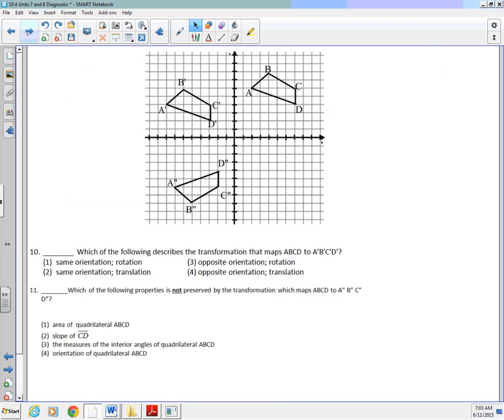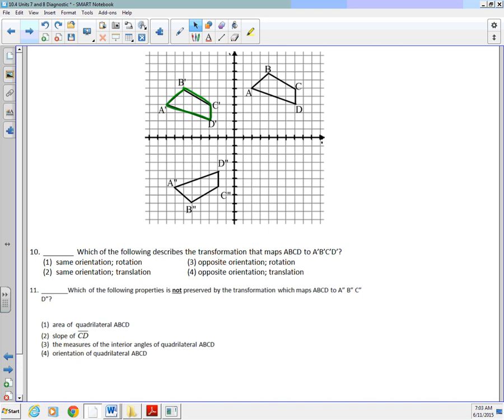All right, number 10. Which of the following describes the transformation that maps A, B, C, D to A prime, B prime, C prime, D prime? I'm going to cheat a little bit. This is very easy on a smartboard to see, okay, here's how am I going to get this to here? And all I'm doing is I'm sliding it over. So that's called a translation.